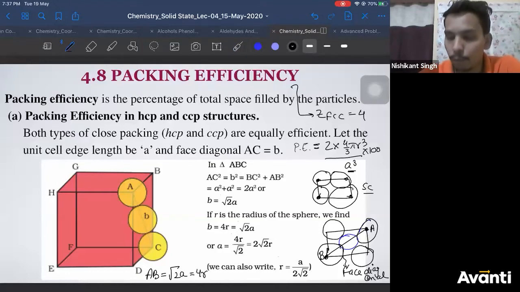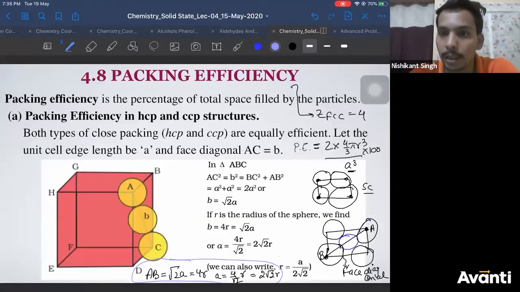Can I write that? This is equal to 4R. Root 2a is equal to 4R, right? So if you do that, then your A will come out to be 4 by root 2 R. 4 can be written as 2 into 2. 2 by root 2 is root 2. So it will come out to be 2 root 2 R. So A is equal to 2 root 2 R. I hope this fact is clear. This is the relationship. All of you should remember this relationship for numericals. For numericals, this relationship is very, very important. A is equal to 2 root 2 R.